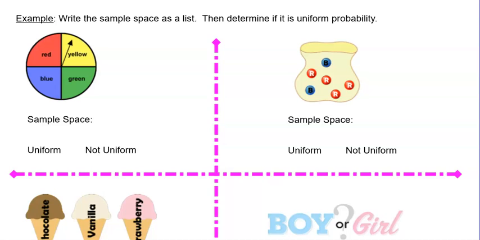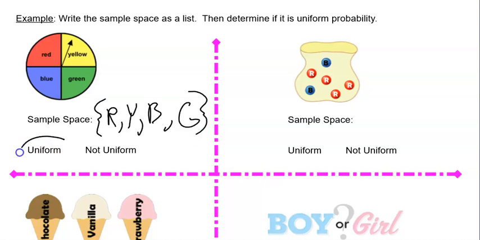Here, and you can abbreviate, you don't have to write out words. You can write them if you want, but I usually just go red, yellow, blue, green. And it's uniform, because they're all the same size. Each of those is a quarter of the circle. But let's say, and you don't have to draw this, but let's say green actually was this whole area. Well, that would be not uniform because there's a better chance of getting green than any of the other colors. Okay? Just an example.